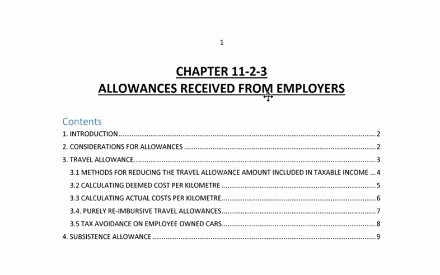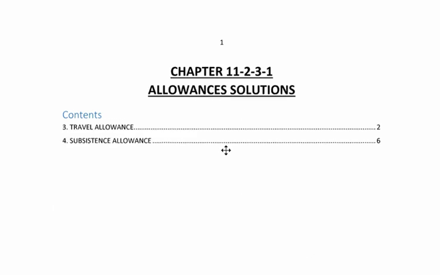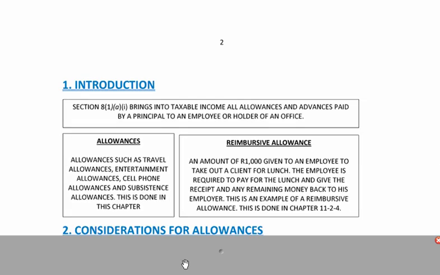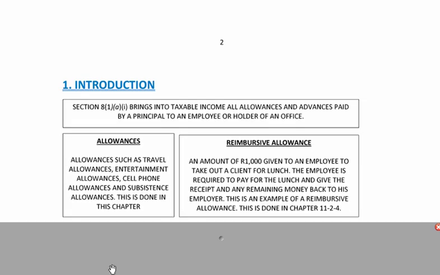This chapter deals with allowances received from employers. What you're going to need to actually do this chapter, you're going to need chapter 11.2.3, allowances received from employers. In addition to that, you're going to need chapter 11.2.3.1, which is the solutions to all of the examples within this chapter.